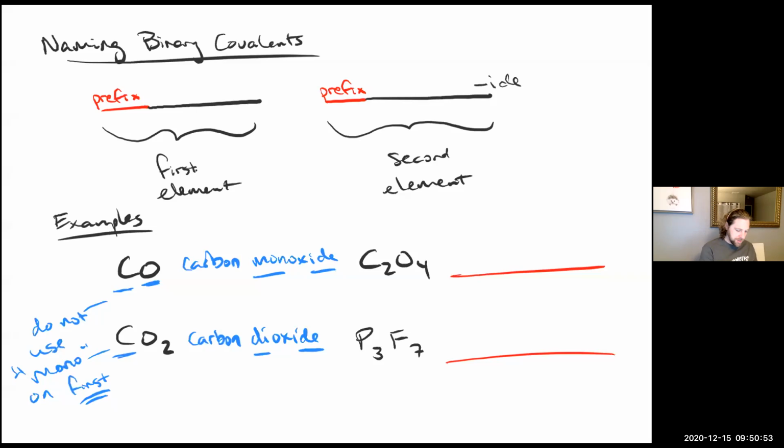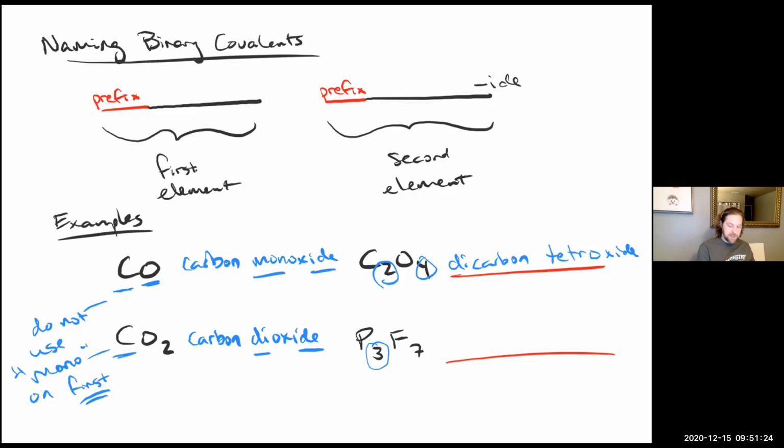So the 2 is dicarbon, and the 4 is tetra. And then now if we have tetraoxide, this A and O next to each other, we can actually combine that and just say tetroxide. So you drop the A if you have oxide. Now I'm not going to be checking your spelling in a test this week, but that's just something that happens, so don't freak out when that happens.